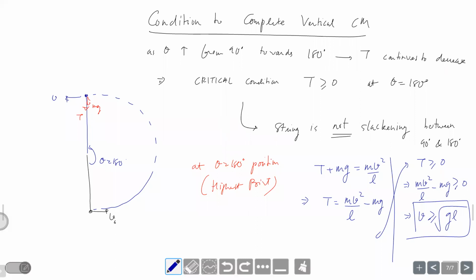Now tell me, if I want V at the top to be root gL, how much do I want V naught at the bottom? So you will get that condition. Now work energy, because from here to here the height difference is 2L. So V naught square minus 2gH is equal to V square, right? And substitute 2L in place of H. So you get 5.